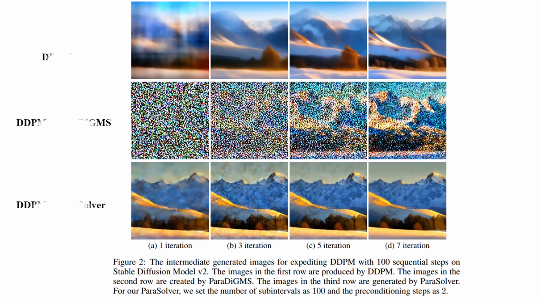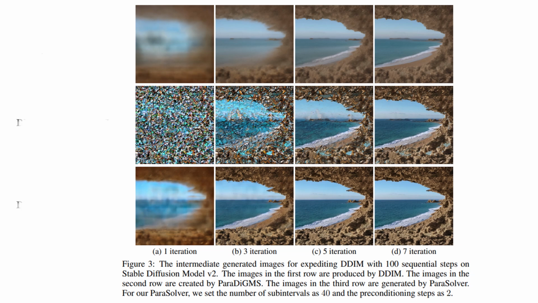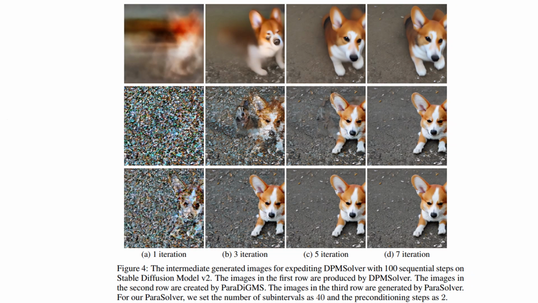Figure 2 shows the visual results when expediting DDPM with 100 steps. We can see that our ParaSolver significantly outperforms the competitors, with faster speed to generate a better image. Figure 3 shows the visual results when expediting DDIM with 100 steps. Figure 4 shows the visual results when expediting DPM Solver with 100 steps.